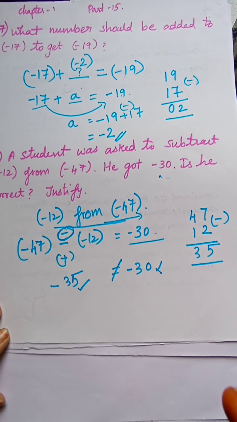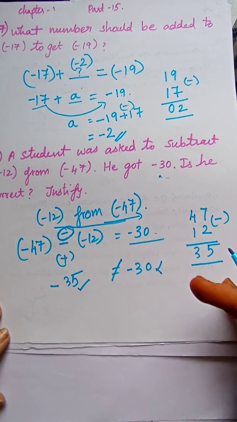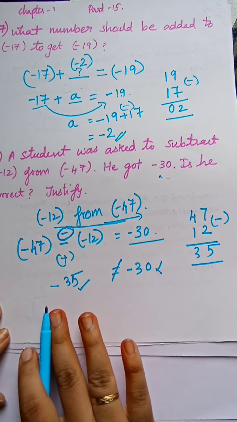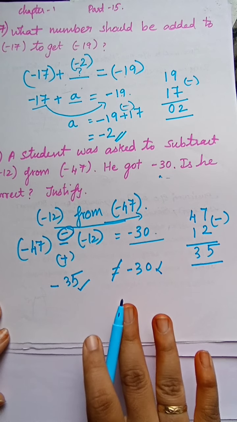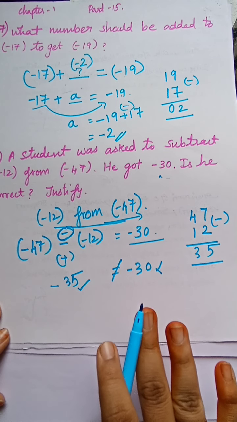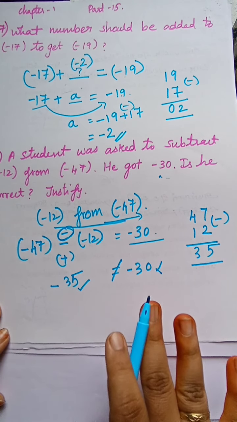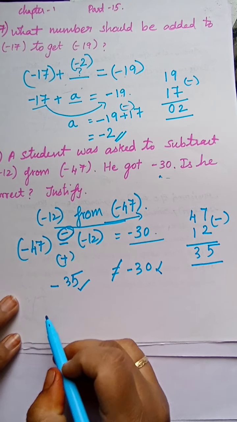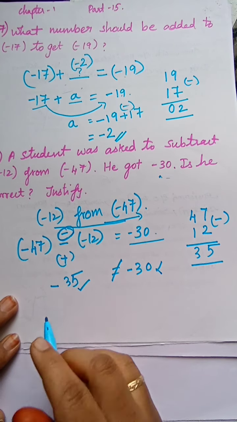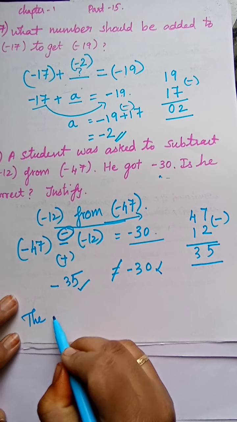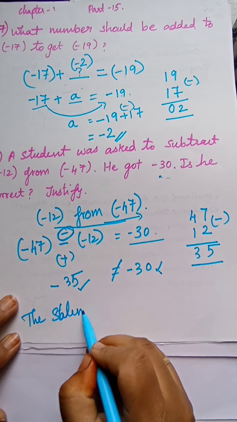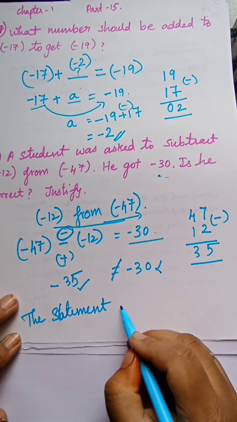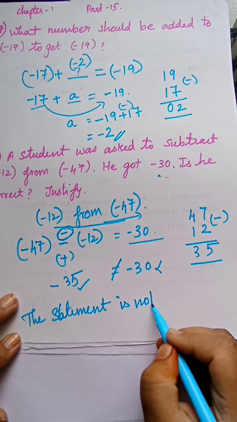Clear? So while doing it using the rules, we will get the answer as minus 35. But they have explained that minus 30 will be our answer. No, it is wrong. Clear? So that statement is not correct.